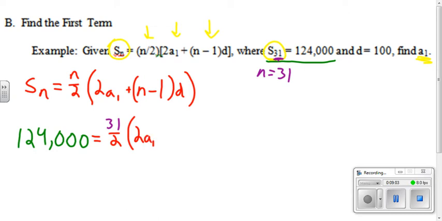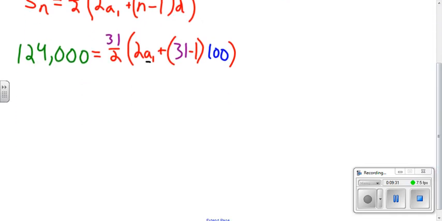We still don't know what a sub 1 is yet. Again, we know that our n is 31 minus 1 times d. d was given as 100. So this is everything we know. The only unknown left is a sub 1, which is what we were looking for. So that works out pretty well. So now we just have to start simplifying. I'll scroll this down, give us a little more room.